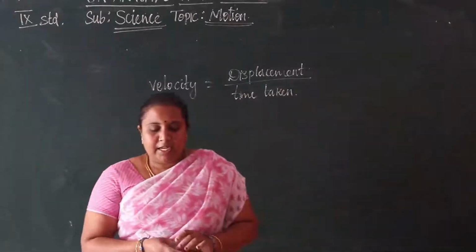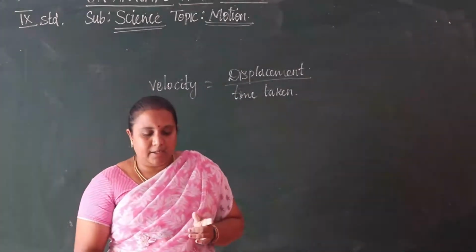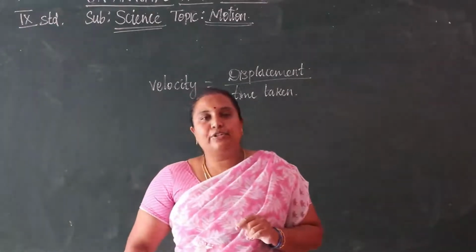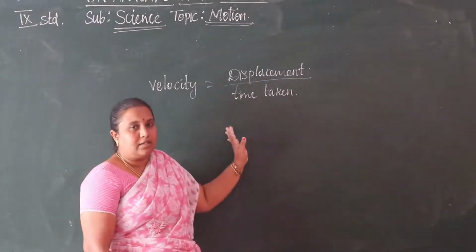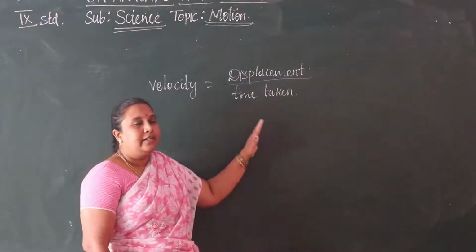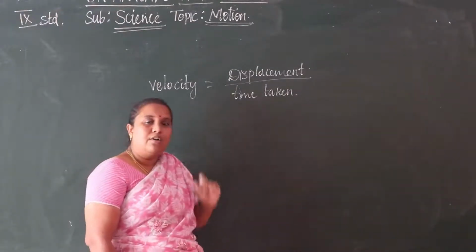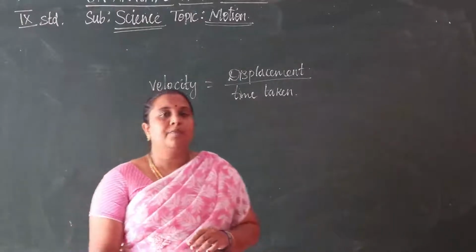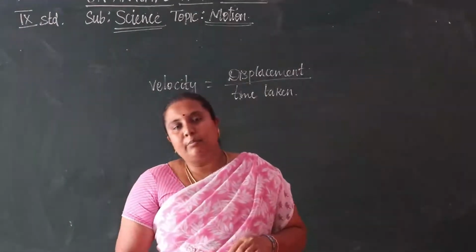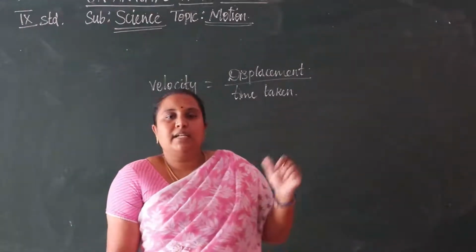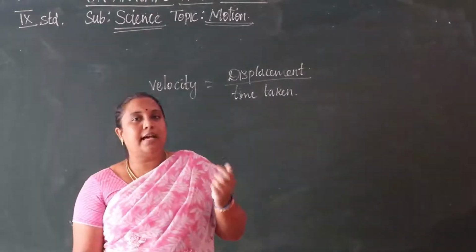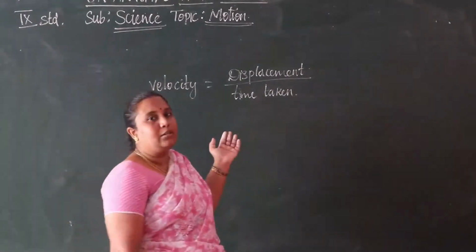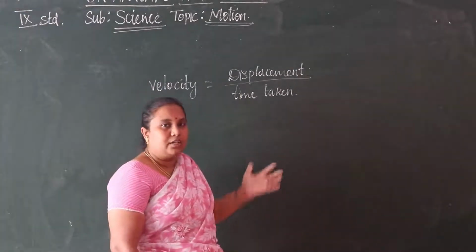The velocity changes when either its magnitude or direction changes. In speed we have only magnitude, there is no direction, but in velocity we have both magnitude and direction. When the magnitude or direction changes, the value of the velocity also changes.